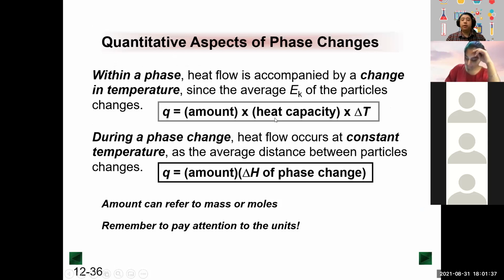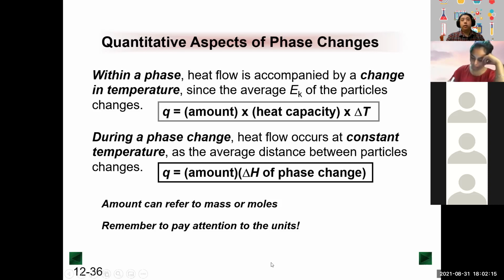Now, heat capacity is very unique. It depends on two things: the type of substance and the phase the substance is in. Once again, heat capacity depends on the type of substance and the phase that the substance is in. So if I look at water, there are three different heat capacities: the form in ice, the form in water vapor, and the form in liquid water. If I look at carbon dioxide, same thing: solid, liquid, and gas. So there are three different heat capacities, one for each of the phases per substance.